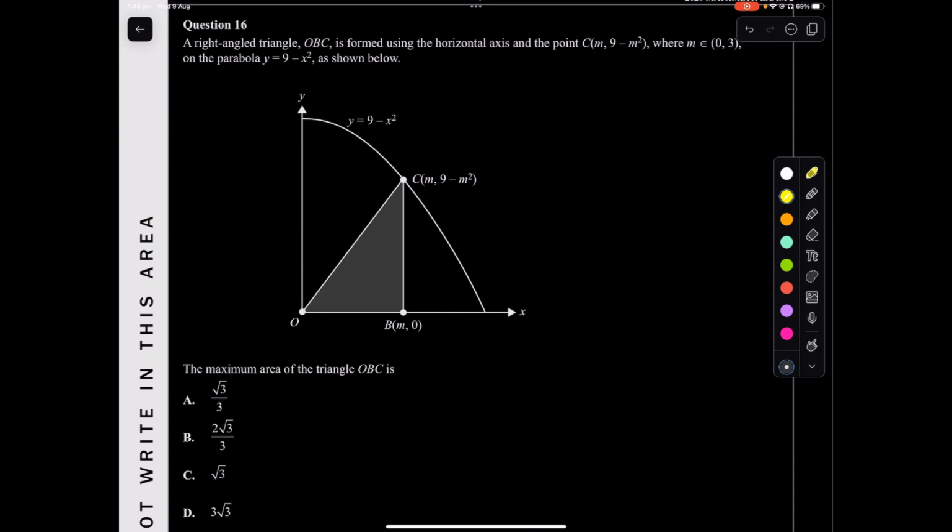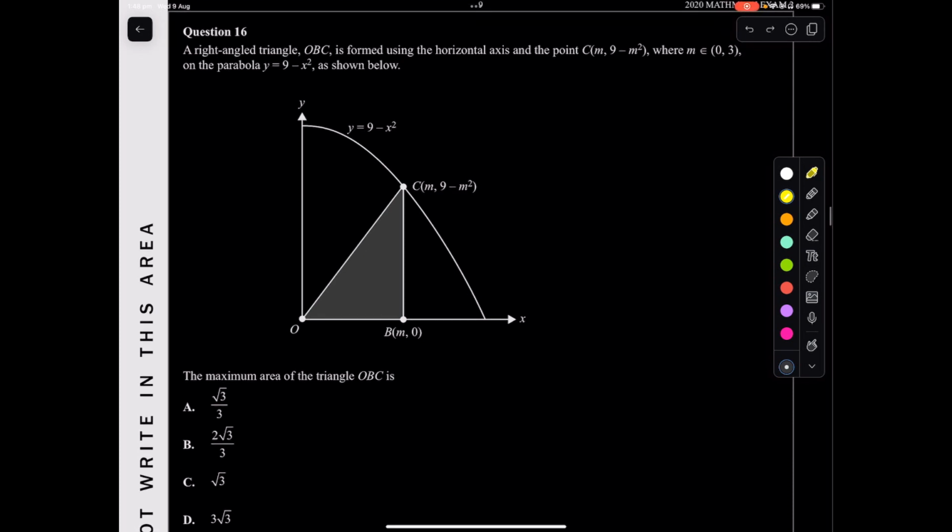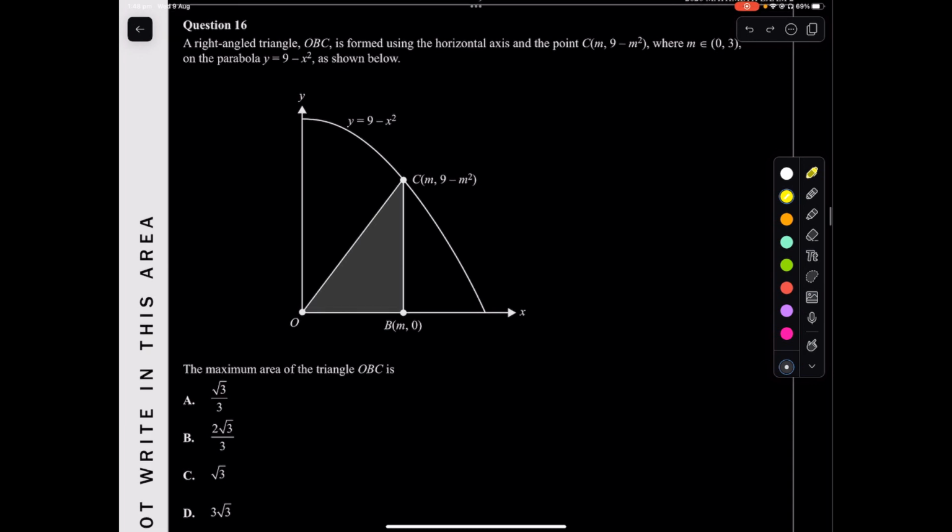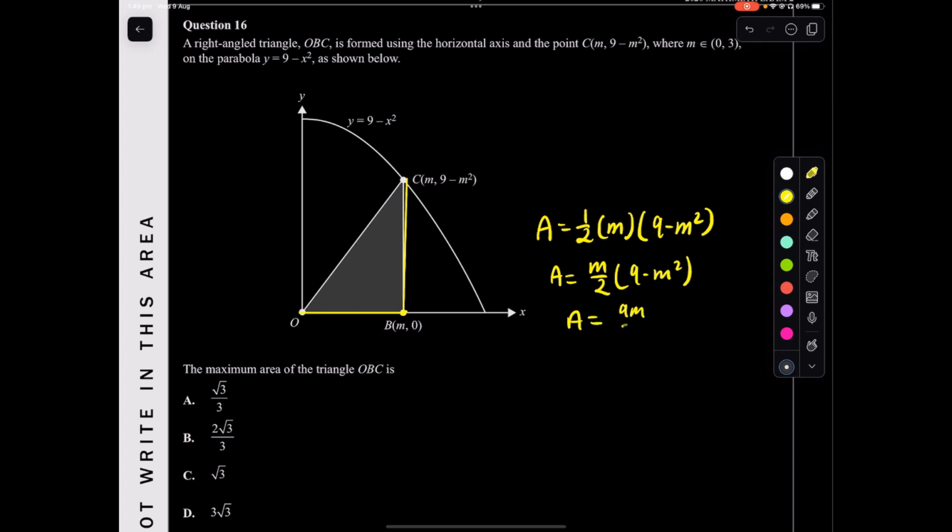A right angled triangle OBC is formed with the horizontal axis, and the point over here, where m must be 0 to 3, and a parabola 9 minus x squared is shown. The maximum area of the triangle OBC is what? Okay, let's just try to find the area of the triangle. So area is what? Well, it's here to here. This distance over here is m. So we know it's half m. What's your height? Well, our height is 9 minus m squared. So it's m over 2, 9 minus m squared. Area, 9m over 2 minus m to the power 3 over 2.